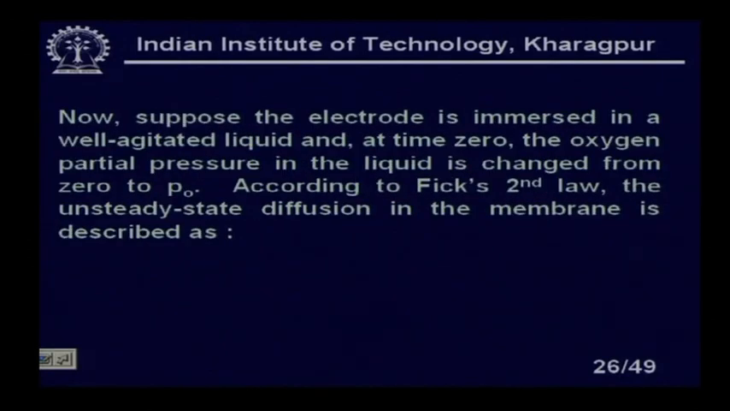Now, suppose the electrode is immersed in a well agitated liquid. And at time 0, the oxygen partial pressure in the liquid is changed from 0 to P0. According to Fick's second law, the unsteady state diffusion in the membrane is described as ∂P/∂t equal to D_m ∂²P/∂x², the double partial derivative of P with respect to x.